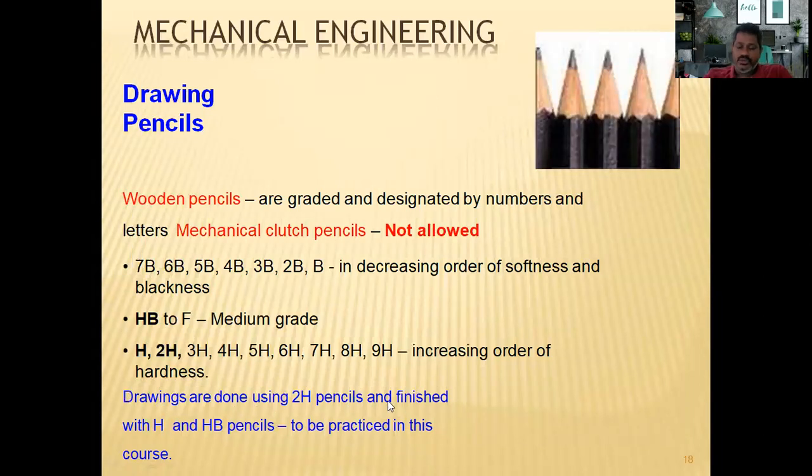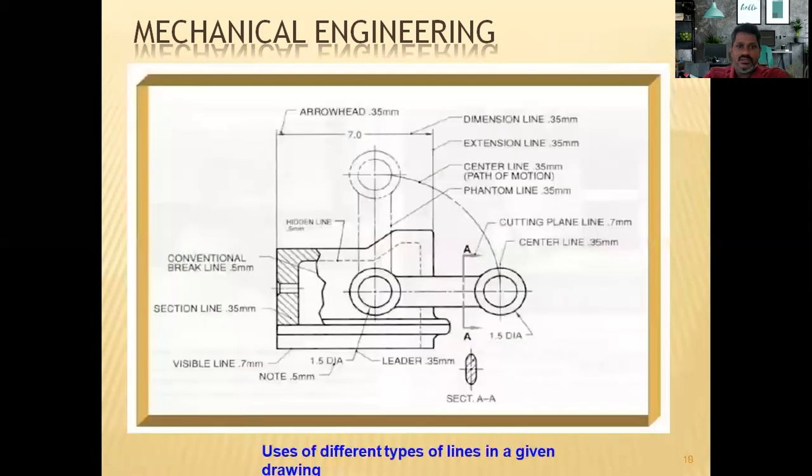Drawings are done using 2H pencils. The actual drawings will be drawn using 2H pencils, but H and HB pencils will be practiced in this course. Basically, actual drawings will be drawn with 2H pencils and finished with H and HB pencils. So if you want to finish the drawing, in that case, we are going to use H and HB pencils in this course.